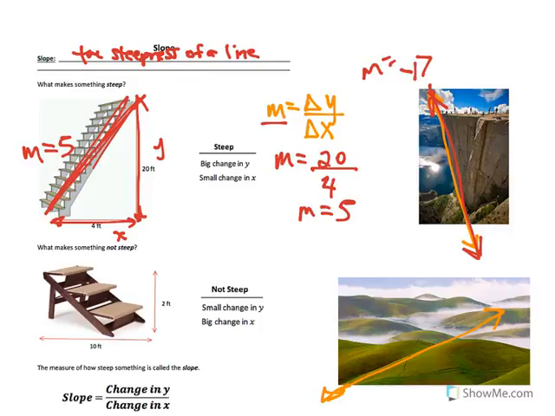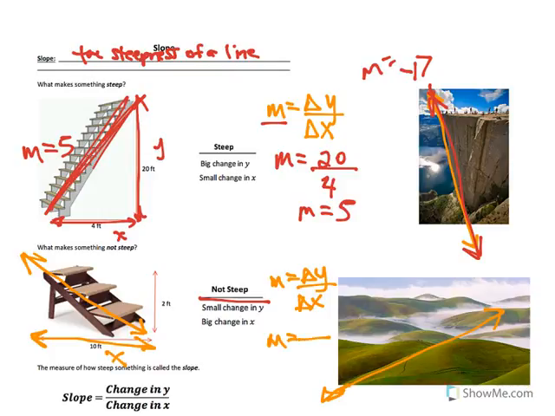So meanwhile, we have things that are not steep. If we measure slope as the change in y over the change in x, if something is very gradual, it's going to have a large change in x. So it's going to have a big x in the denominator. It's going to have a little tiny y. And this is going to reduce to 1 over 5.